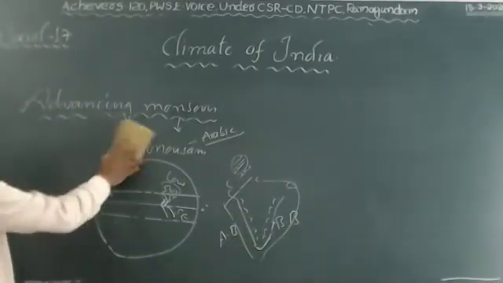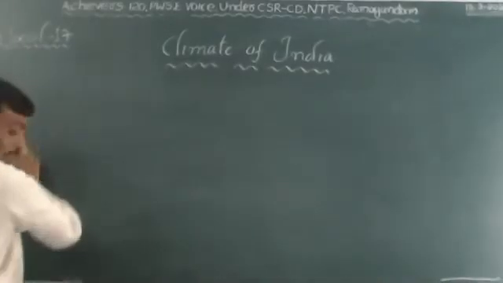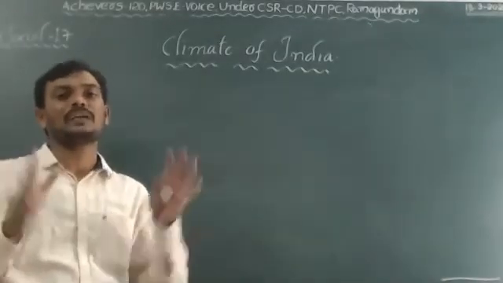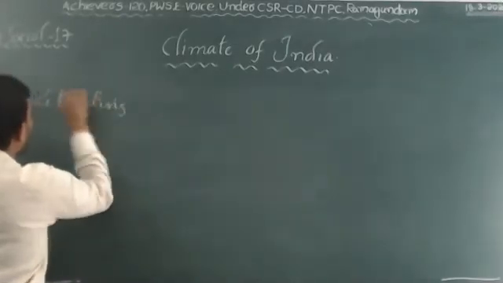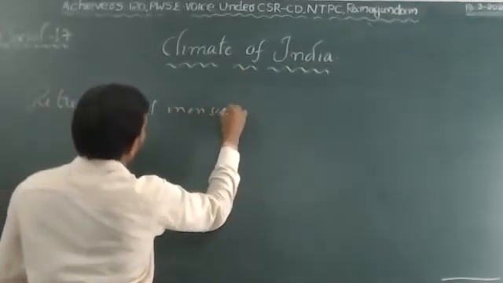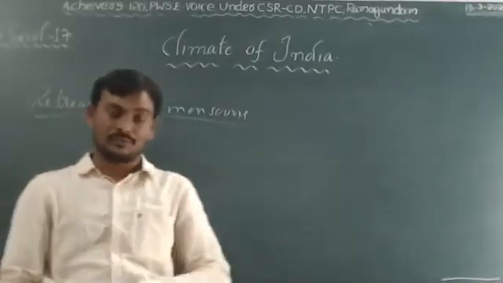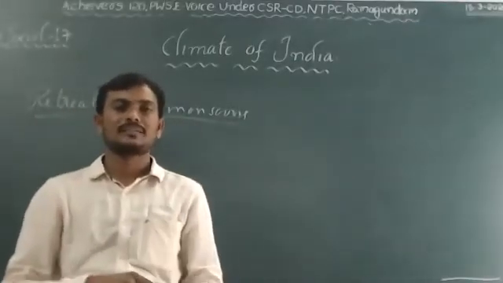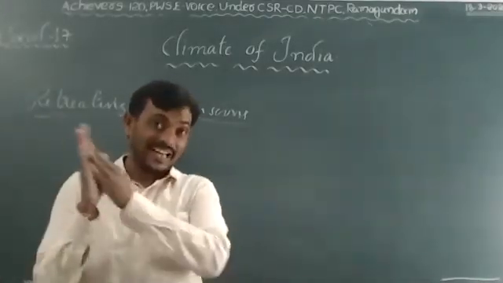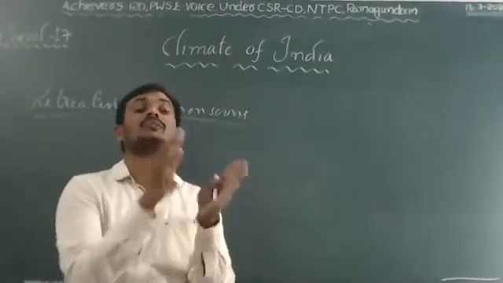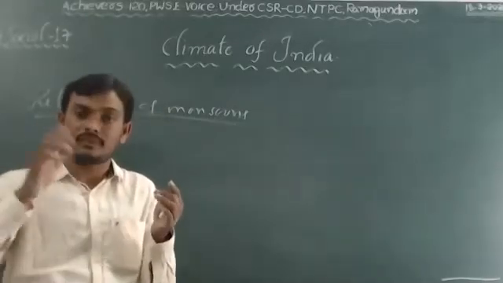Retreating of monsoons. Retreating of monsoons means the time of winter. By the end of November and December, during the months of November and December, the climate of India changes from hot wet conditions to dry winter conditions.